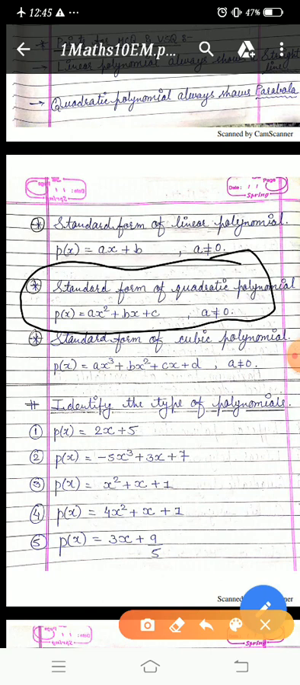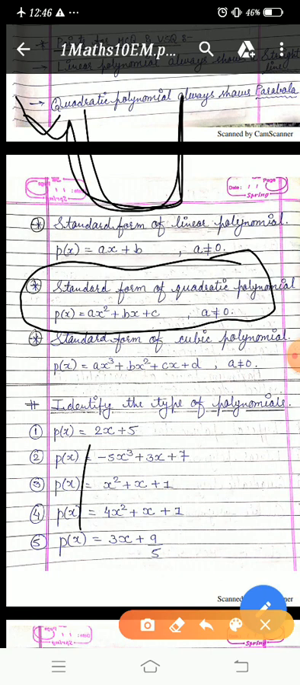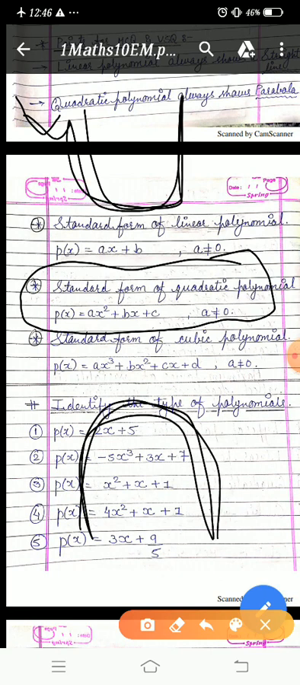See, here we have discussed that a quadratic polynomial always shows a parabola, right? And I have told you that there will be two types of parabola. One will be upward open and another will be downward open. So when will the upward open and when will the downward open parabola be there? Here the coefficient of x square, the coefficient of the quadratic term, is a. Whenever the value of a is greater than 0, it will be an upward open parabola. And whenever the value of a is less than 0, it will be a downward open parabola. This condition you need to remember.